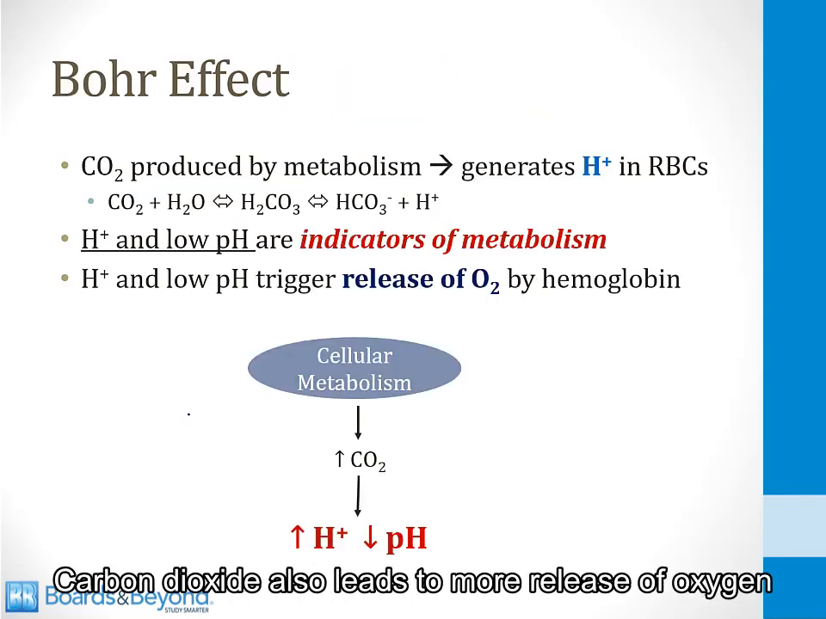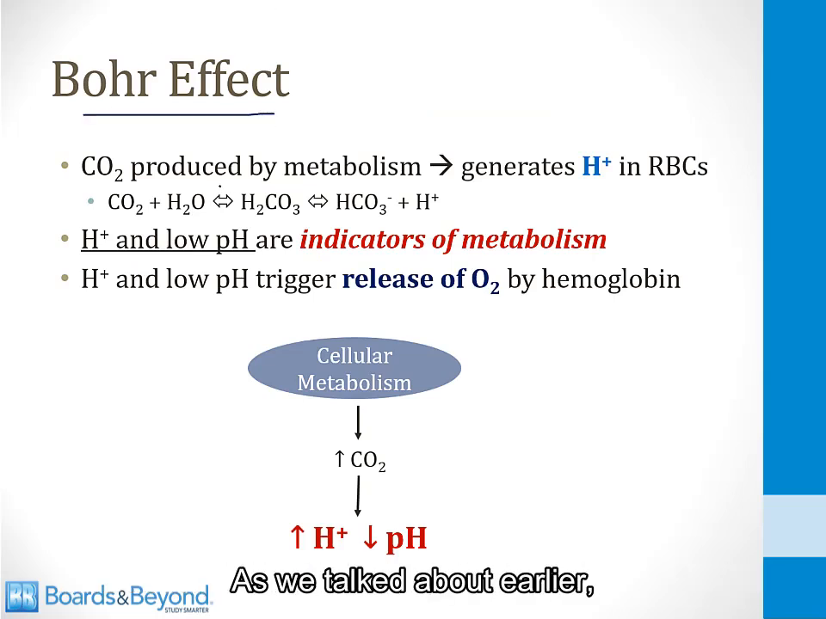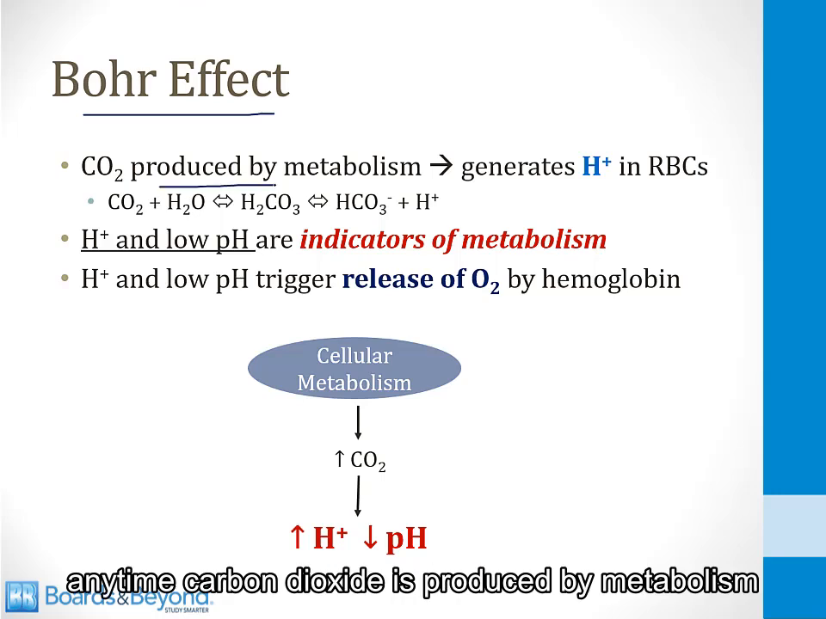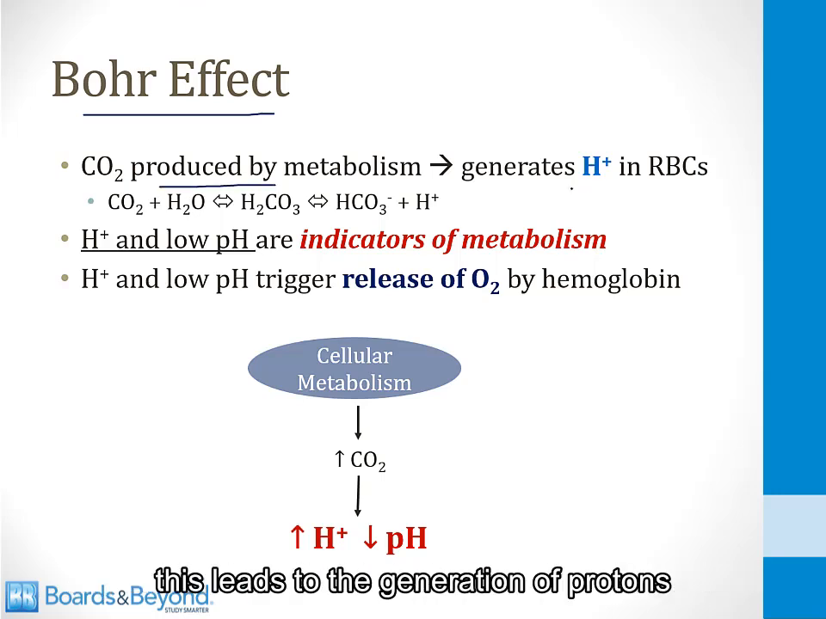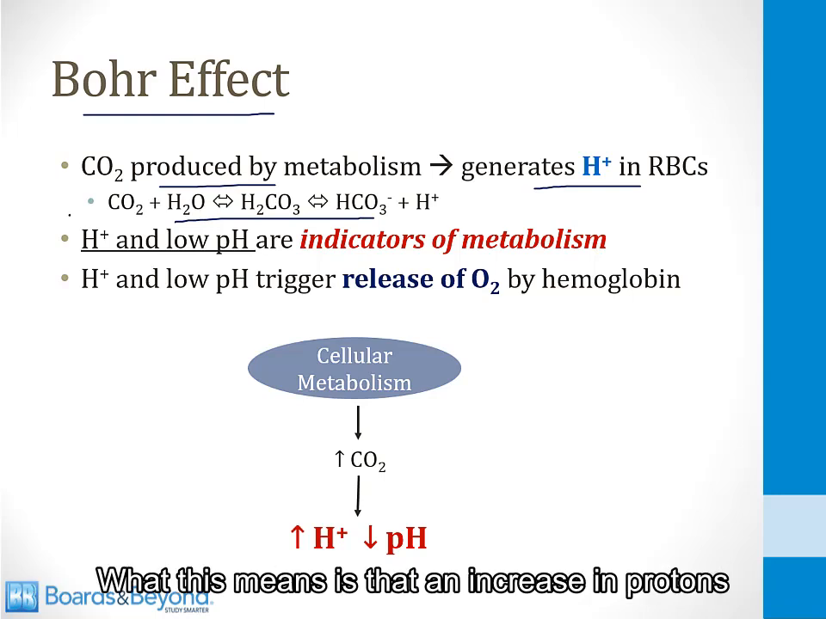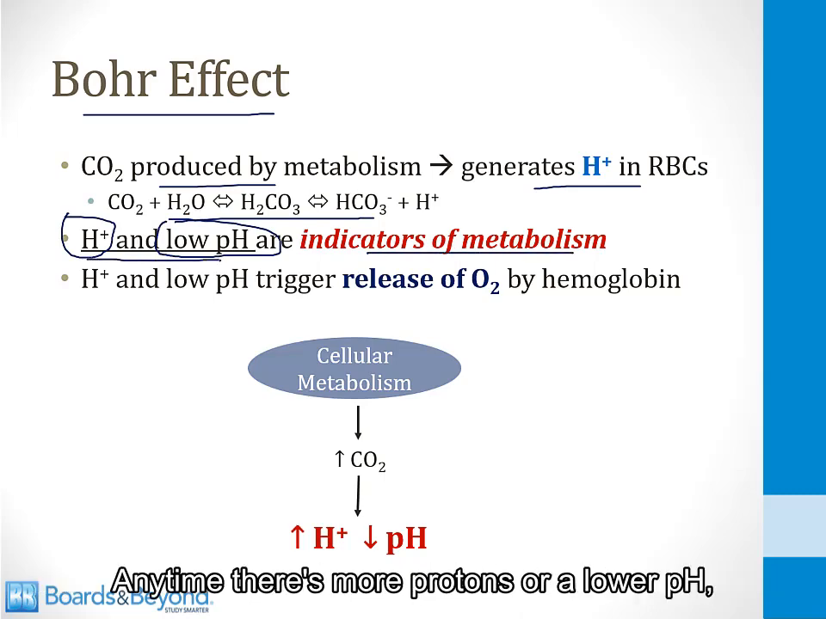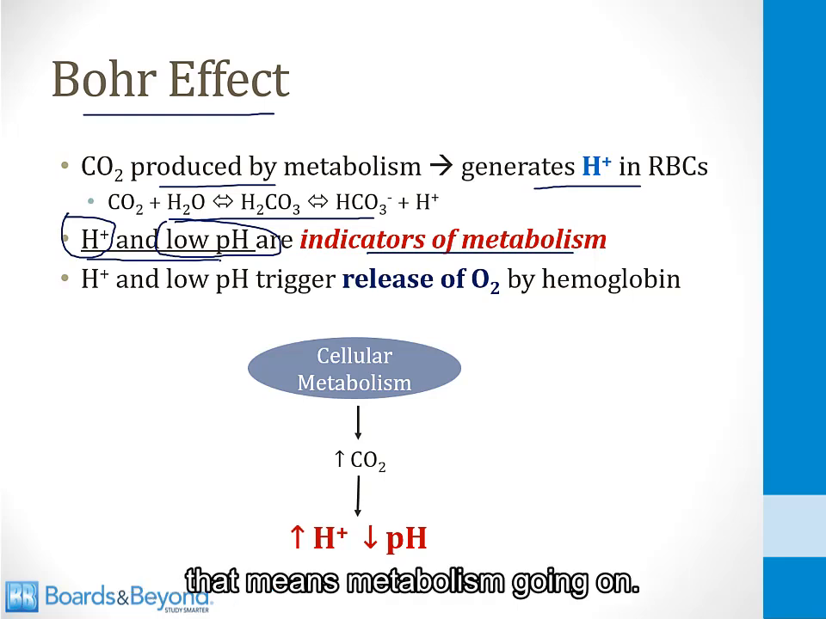Carbon dioxide also leads to more release of oxygen from hemoglobin through another mechanism called the Bohr effect. As we talked about earlier, anytime carbon dioxide is produced by metabolism, this leads to the generation of protons inside red blood cells through this equation shown here. What this means is that an increase in protons and a decrease in pH are both indicators of metabolism. Anytime there's more protons or a lower pH, that means metabolism is going on.